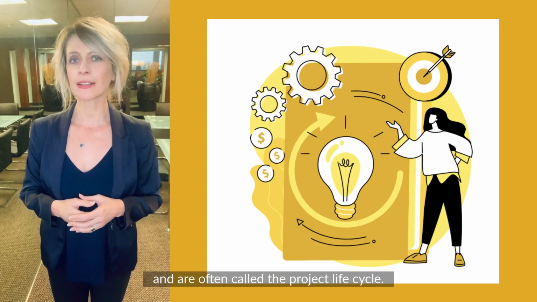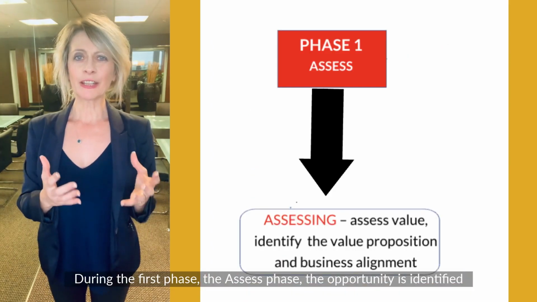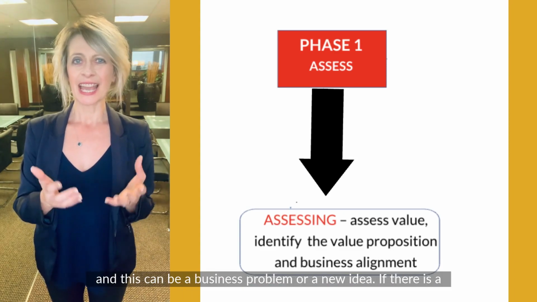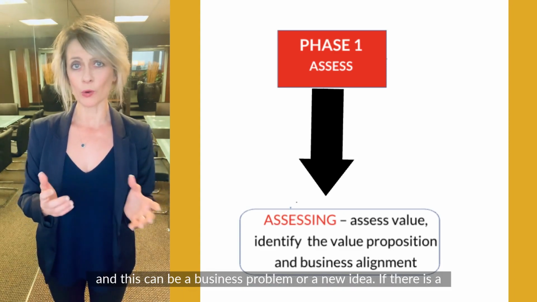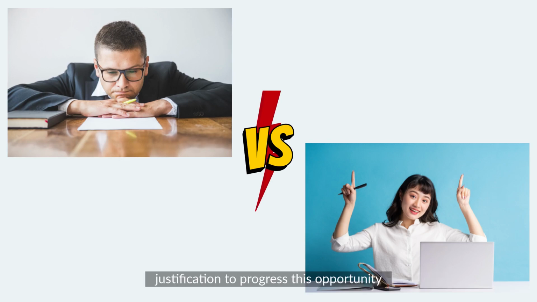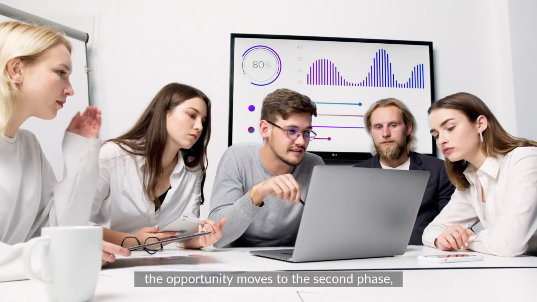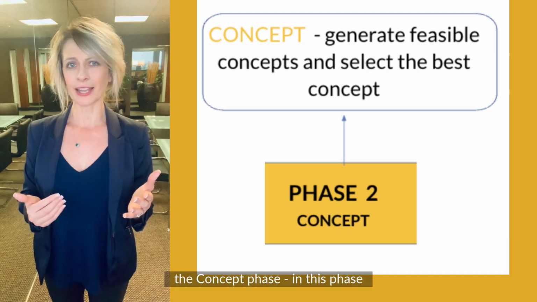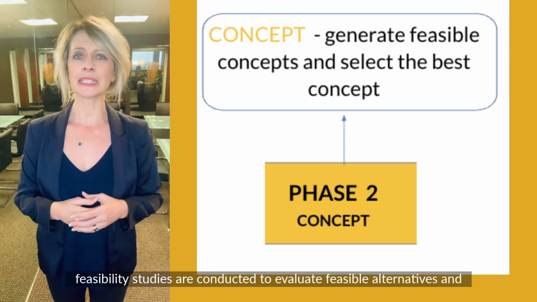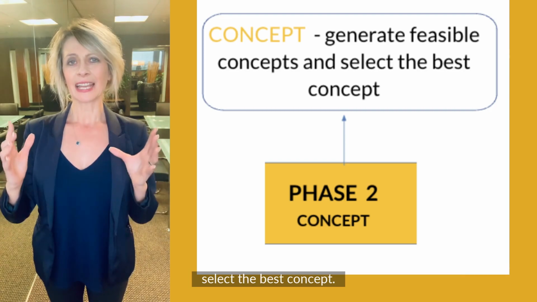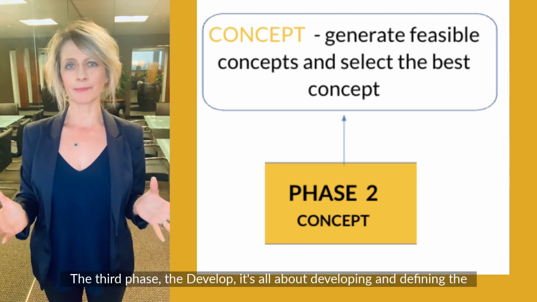During the first phase, the assess phase, the opportunity is identified, and this can be a business problem or a new idea. If there is a justification to progress this opportunity and there is at least one feasible solution found, the opportunity moves to the second phase, the concept phase. In this phase, feasibility studies are conducted to evaluate feasible alternatives and select the best concept.